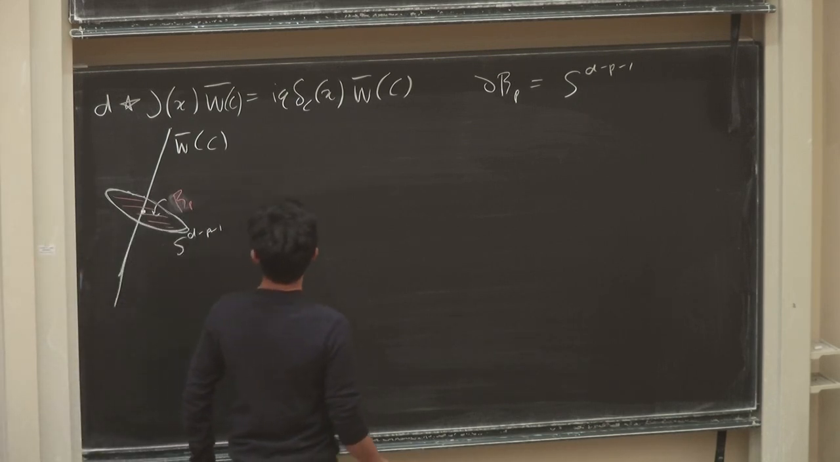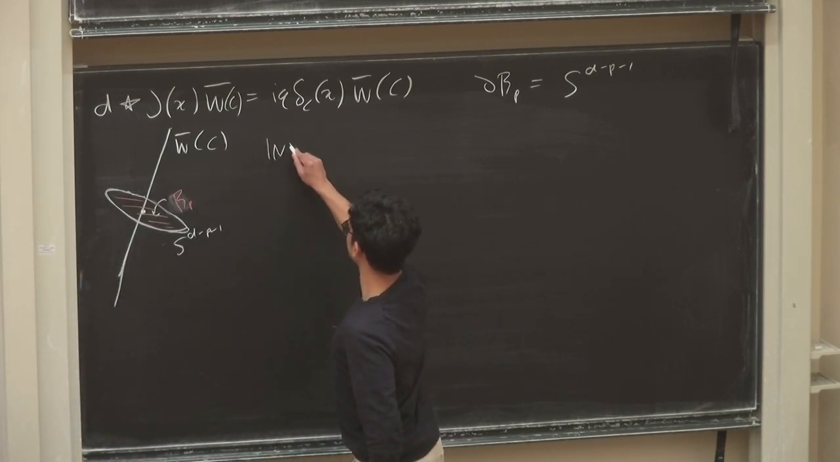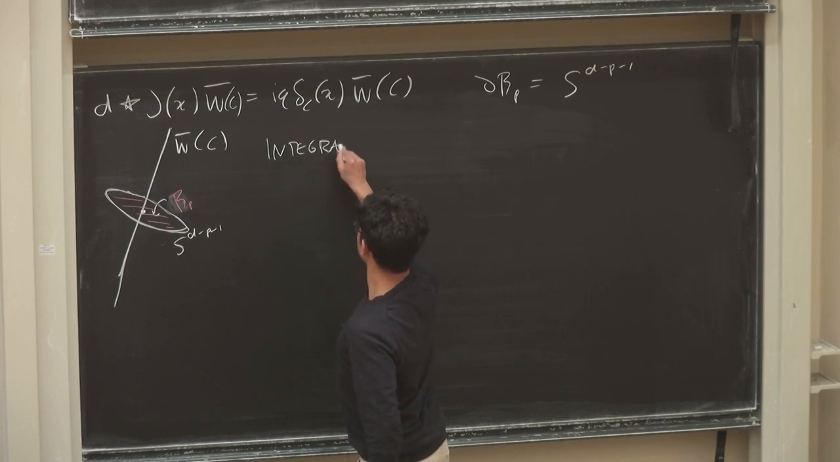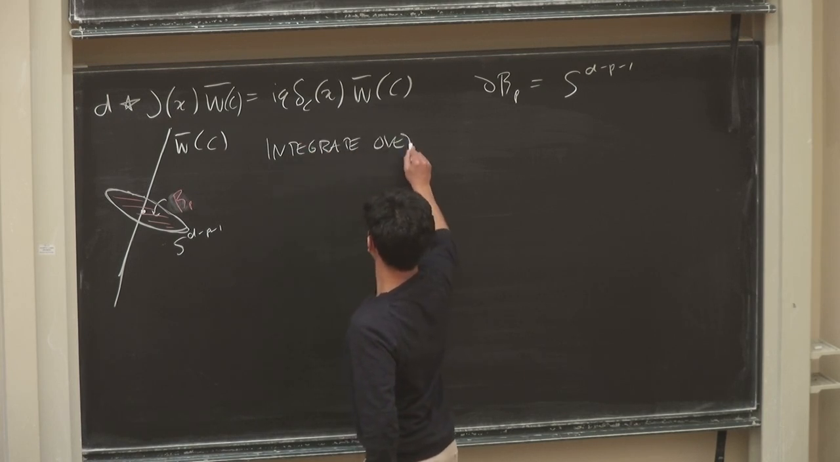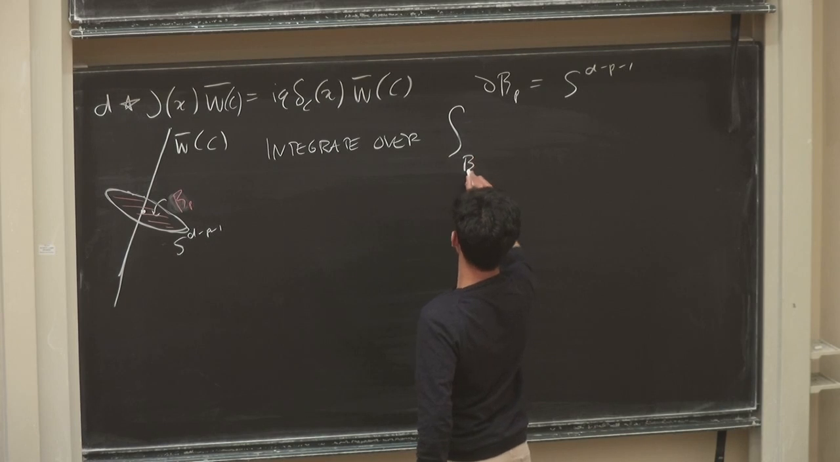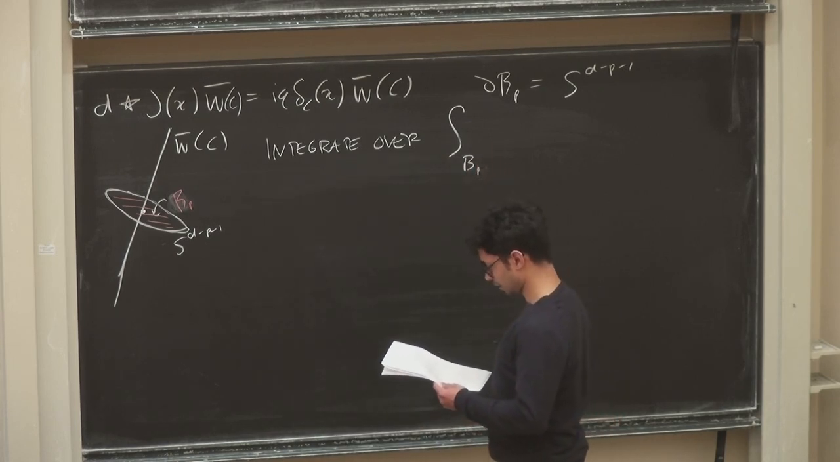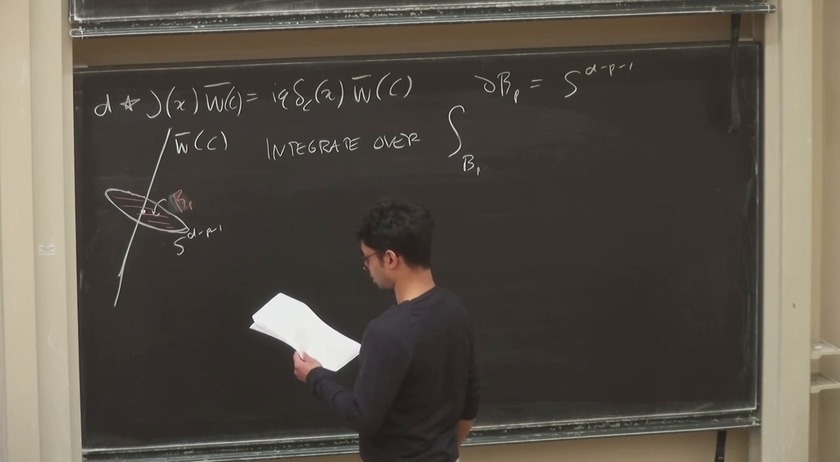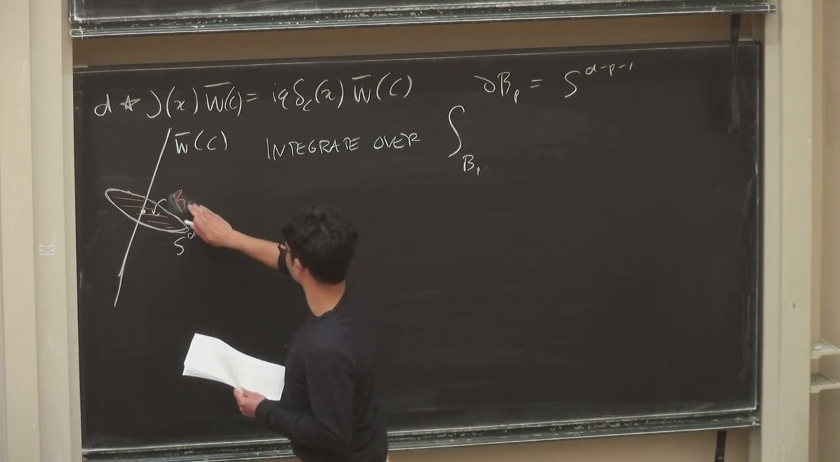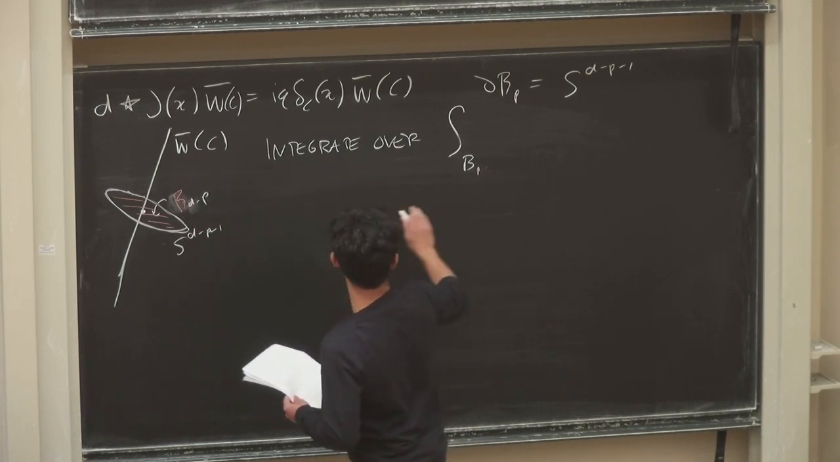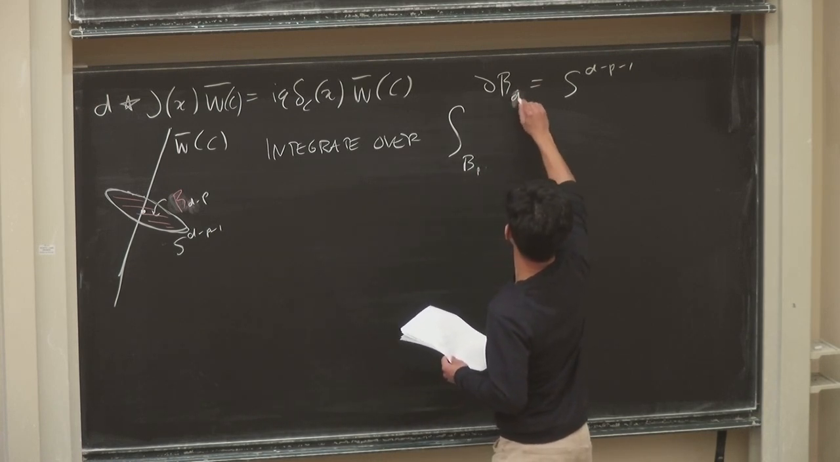And now, as before, we integrate over the interior of BP, right? Oh, excuse me, sorry. I made a mistake. This is not BP. This is B^(D-P). Sorry, that's a fairly annoying mistake. Now these formulas are correct.